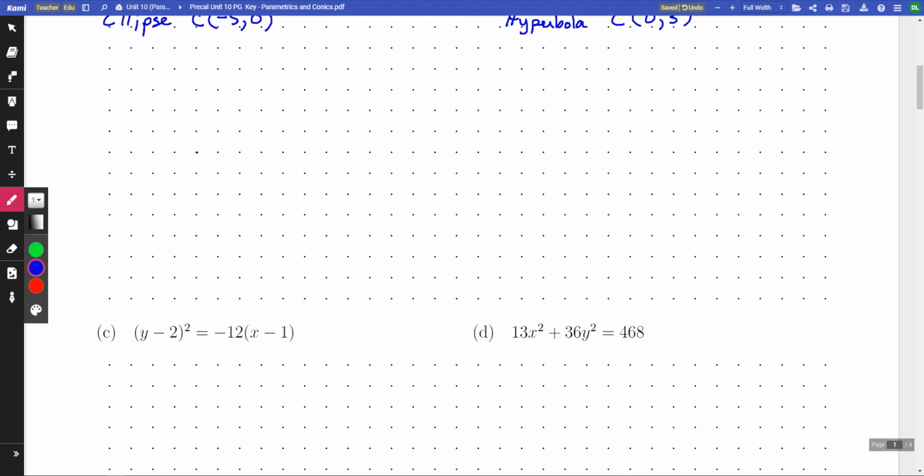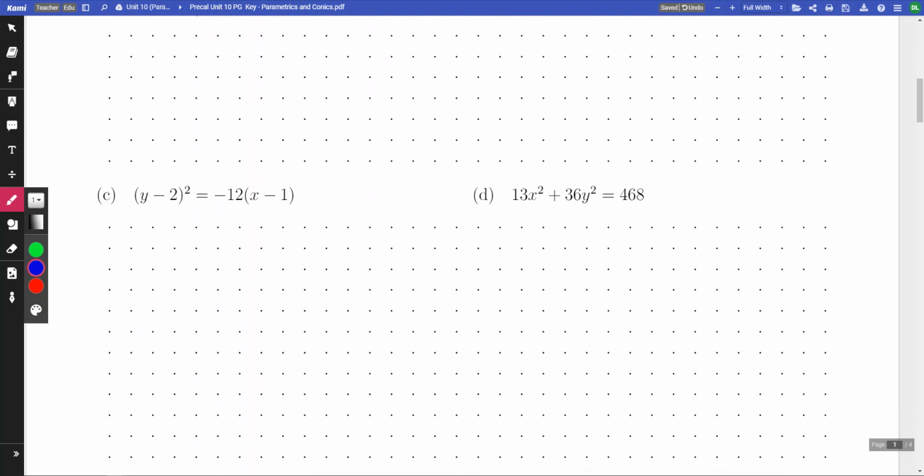If I look to my next, I have y squared, but not x squared, so I know I'm going to have a parabola here. And for this parabola, we don't have a center, but we do have a vertex that we talk about. The vertex would be with an x coordinate of 1 and a y coordinate of 2.